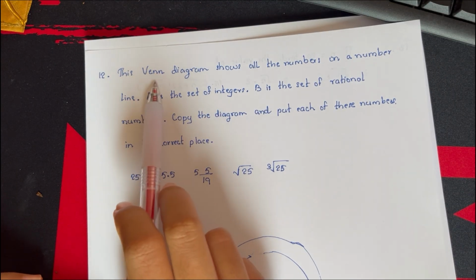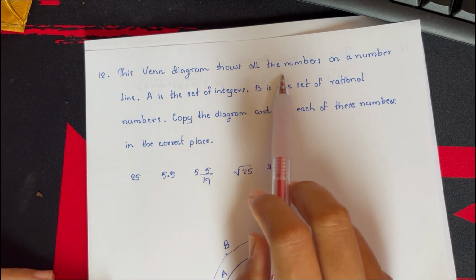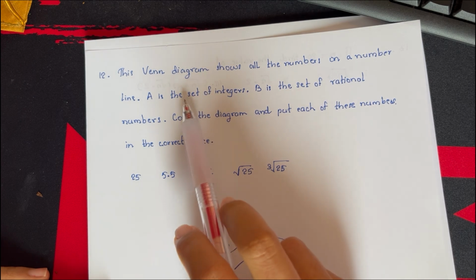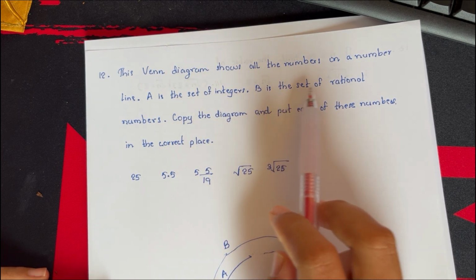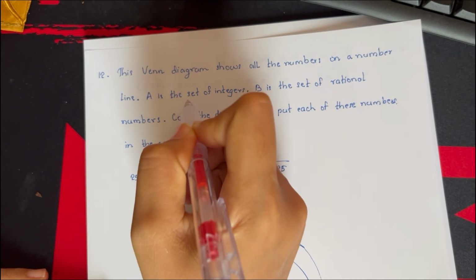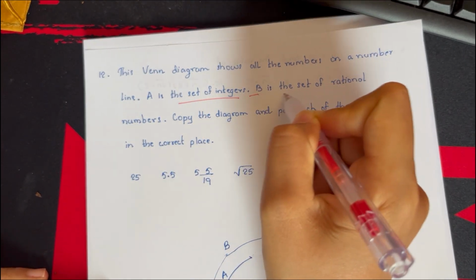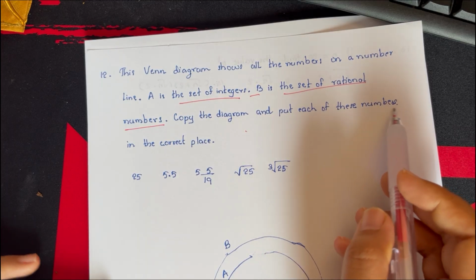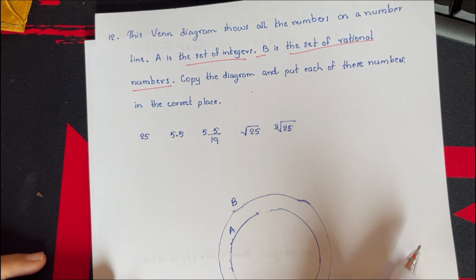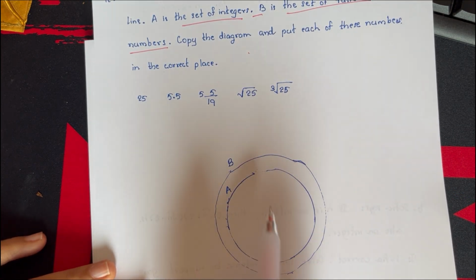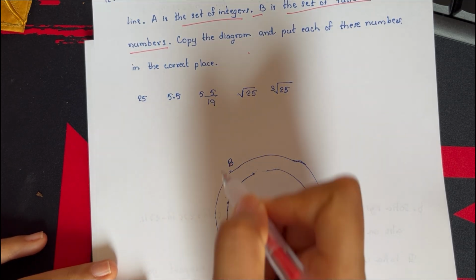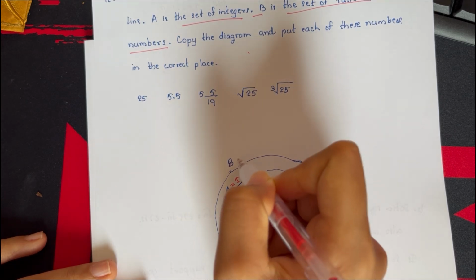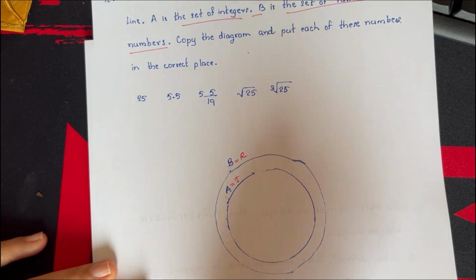Question 12. This Venn diagram shows all the numbers on the number line. A is a set of integers, B is a set of rational numbers. Copy the diagram and put each of these numbers in the correct place. So let's see, here is a Venn diagram. A, the set of integers, and B, the set of rational numbers.